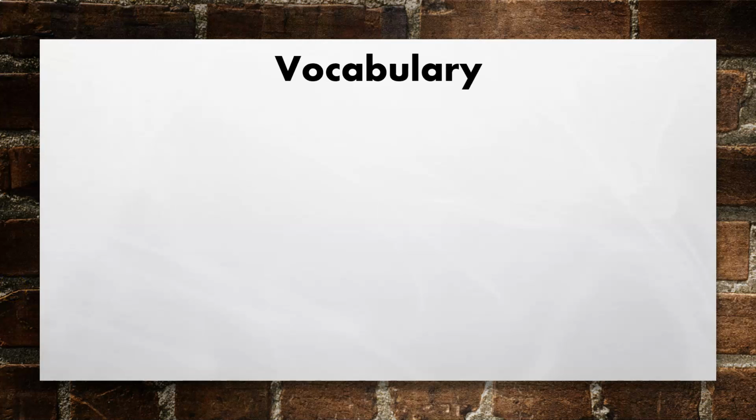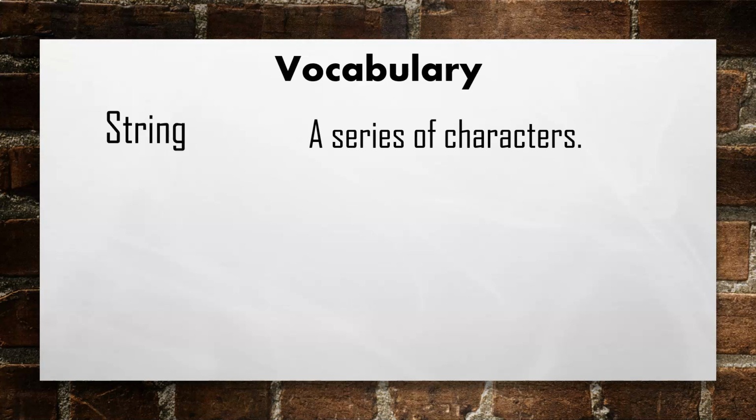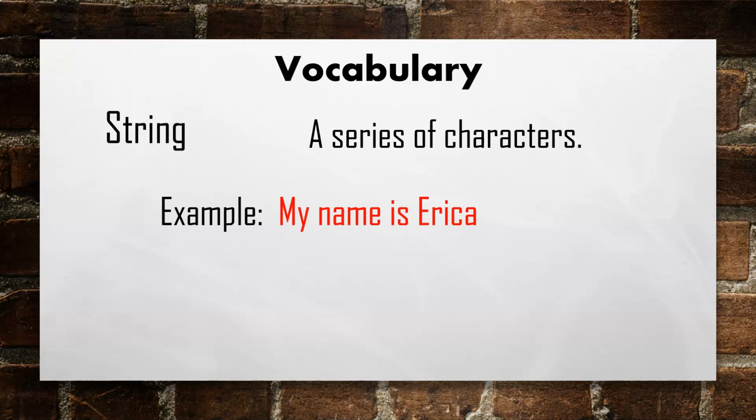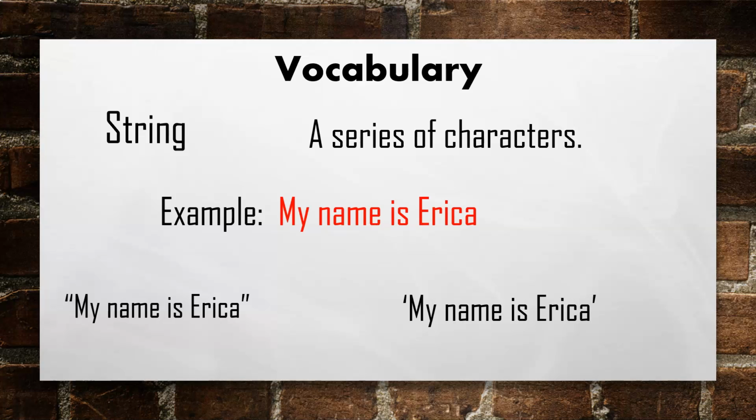Our first vocabulary word is string. A string is a series of characters. So for example, my name is Erica. That would be considered a string. Now, you can represent a string inside of double quotation marks, and you can also represent a string inside of single quotation marks.